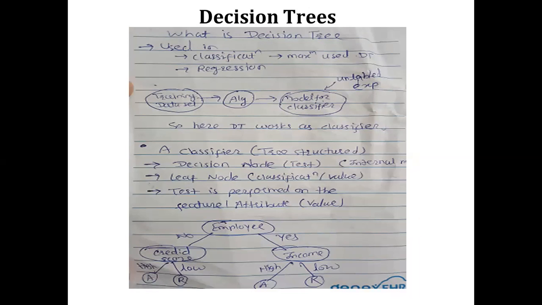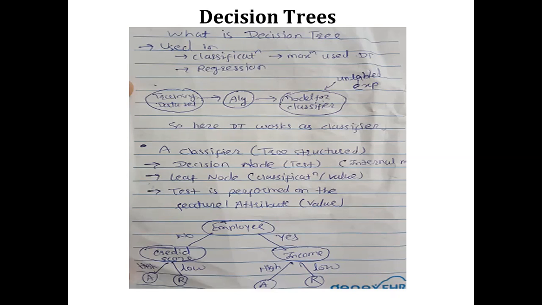If we give the training data set, this model is built, and on this model some class labels are given. Now if we give unlabeled data to this model, which is built from the training data set, it will be useful to specify the class label for this unlabeled data. So this decision tree works as a classifier.